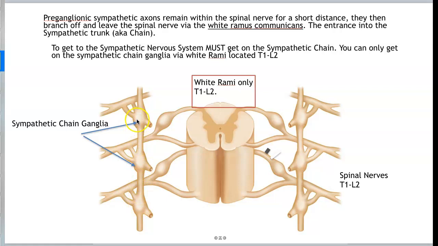There's going to be two ganglia where our preganglionic sympathetic axons could synapse. One of those ganglia is going to be in the sympathetic chain ganglia. So we are entering through the white ramus, and now we are in a ganglia. This whole structure is called the sympathetic chain. There's a chain of these ganglia all together.